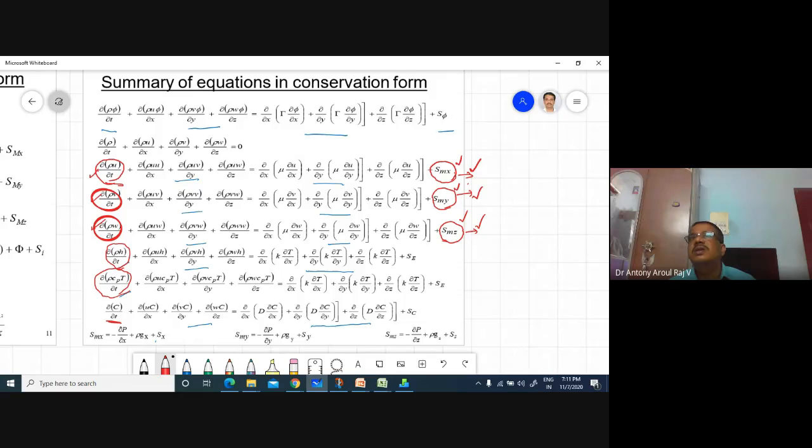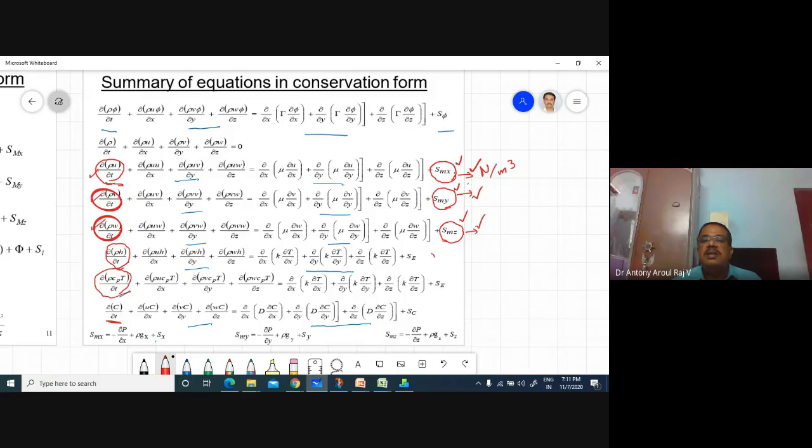What is the momentum source? Somewhere you are adding momentum to the fluid. That is called momentum source. The unit is Newton per meter cube. This full equation, the unit is Newton per meter cube. Even the momentum source is in Newton per meter cube. So this is also Newton per meter cube.